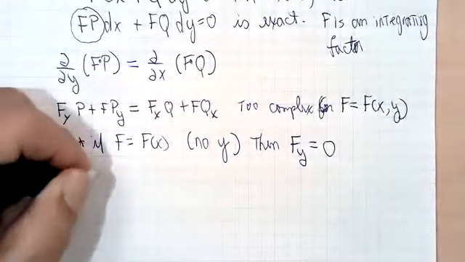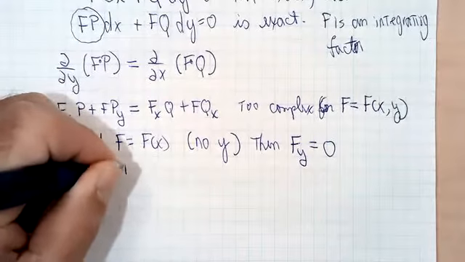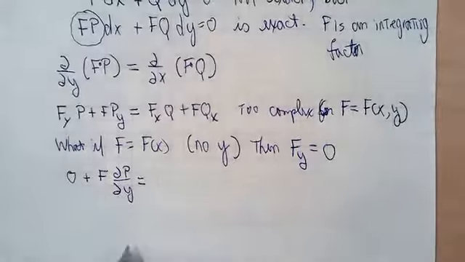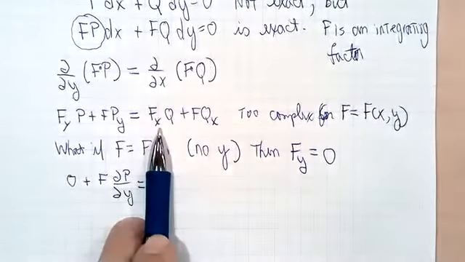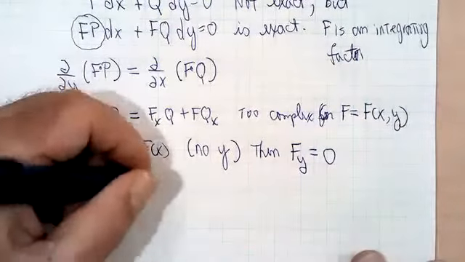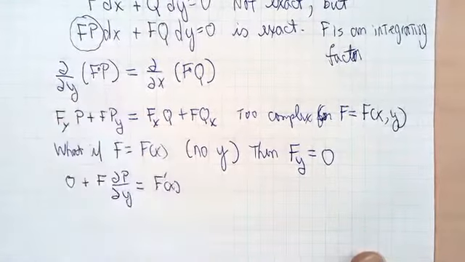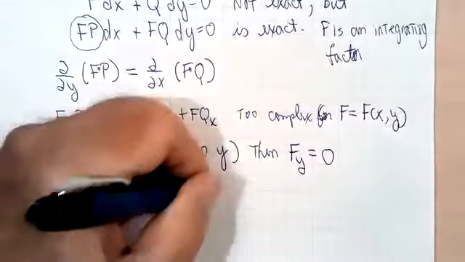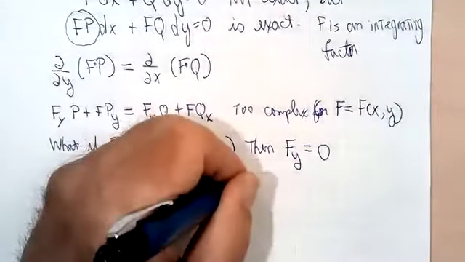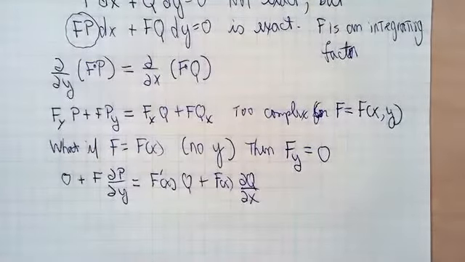I get 0 plus f times, let's write it out now, partial of p with respect to y equals, and the partial of f with respect to x, it's just an ordinary derivative because there aren't 2 variables in there. There's just x. So that's f prime of x times q plus f of x times the partial of q with respect to x. Now that might not look a whole lot better, but in some cases it really is.